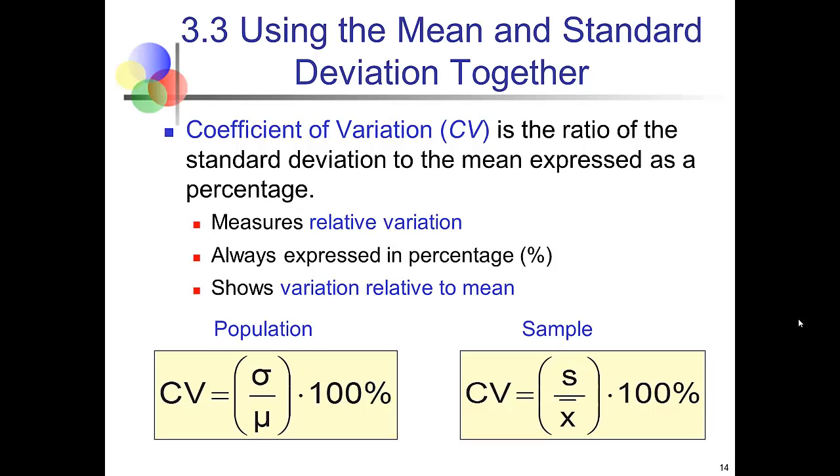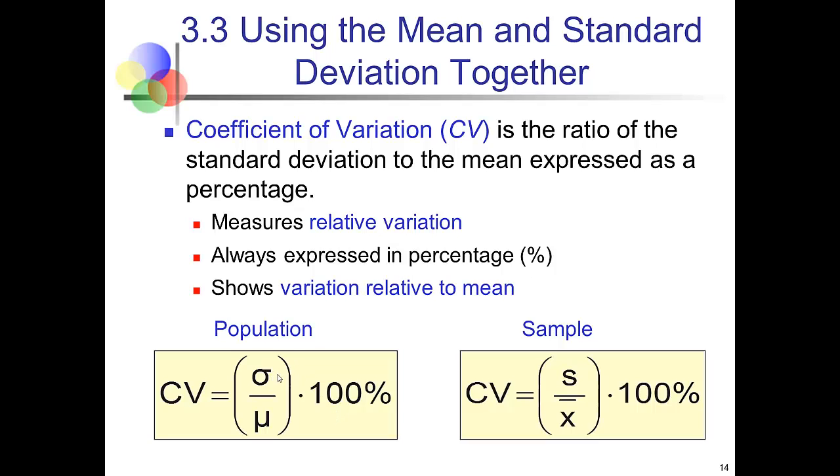The coefficient of variation, or I often just call it the CV, is defined as the ratio of the standard deviation to the mean expressed as a percentage. Okay, so what does that mean? It means take your standard deviation and divide by the mean. Notice I'm looking at Greek letters here, so this is representing the population. Multiply it by 100 to turn it into a percent.